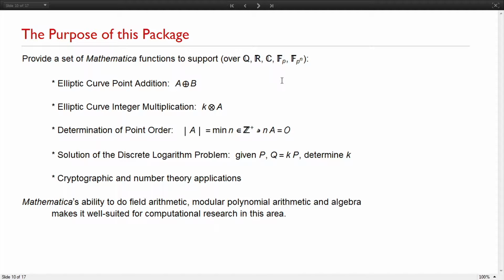But the idea: I've been working with these curves for a while and I've written a lot of code. This was an effort to start to consolidate this into a shareable package. And Mathematica's ability to do arithmetic over many different fields, particularly its ability to do modular polynomial arithmetic and modular polynomial algebra, makes it well suited to research in this area.